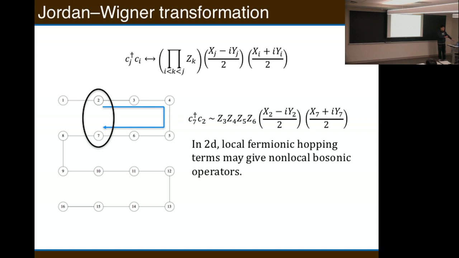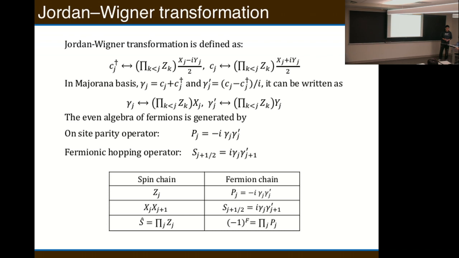Actually, it's a very naive question. If there is a local Hamiltonian term in the bosonic model, in the spin chain, does it necessarily map to a local interaction term in the fermion chain? Yes, it's correct, because on a 1D chain the two string operators will cancel out. But is it always true?